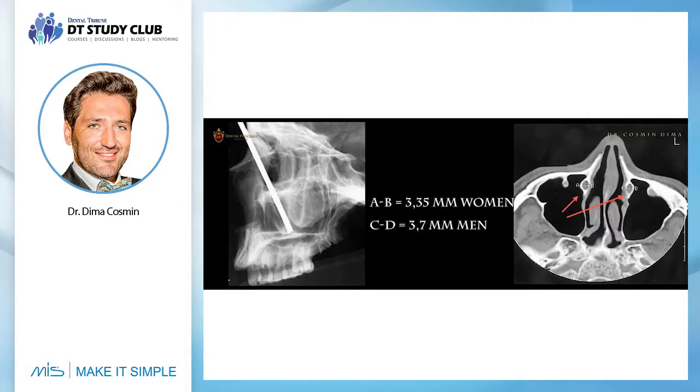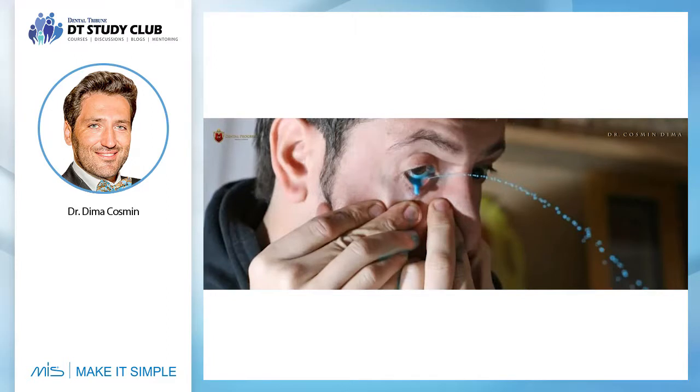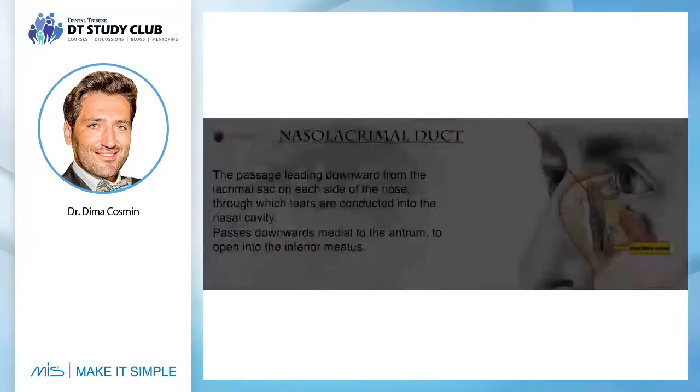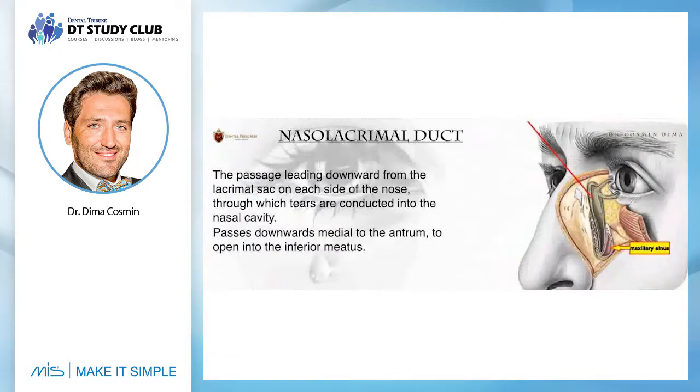Do you know what I'm talking about? I'll show you one more detail. Look at this guy. He aspirates this blue liquid through the nose. Then he presses the nose and tries to blow the air, and the liquid is coming out from his eyes. I'm sure now you know that I'm talking about the nasolacrimal duct, which is the passage leading downward from the lacrimal sac on each side of the nose, through which tears are conducted into the nasal cavity. This passes downwards medial to the antrum and opens into the inferior meatus.